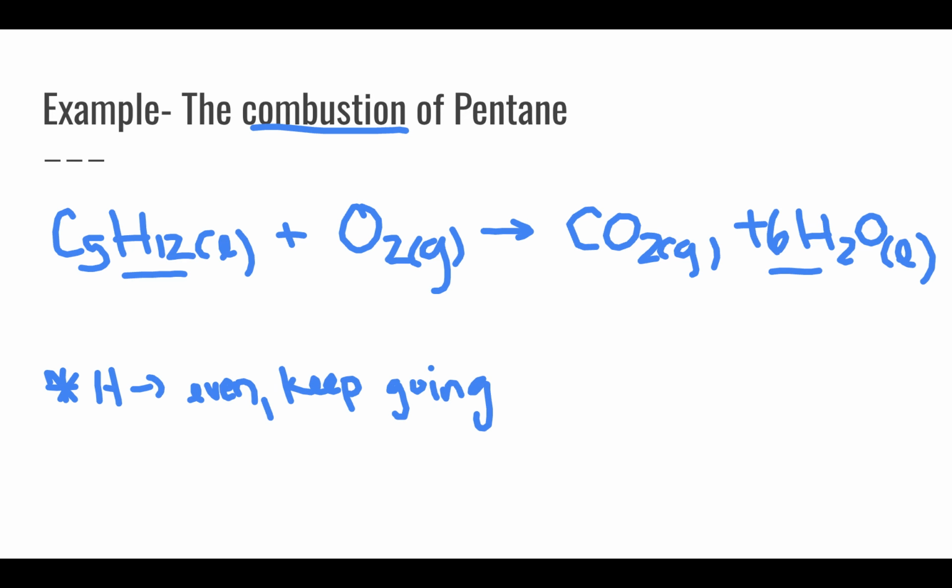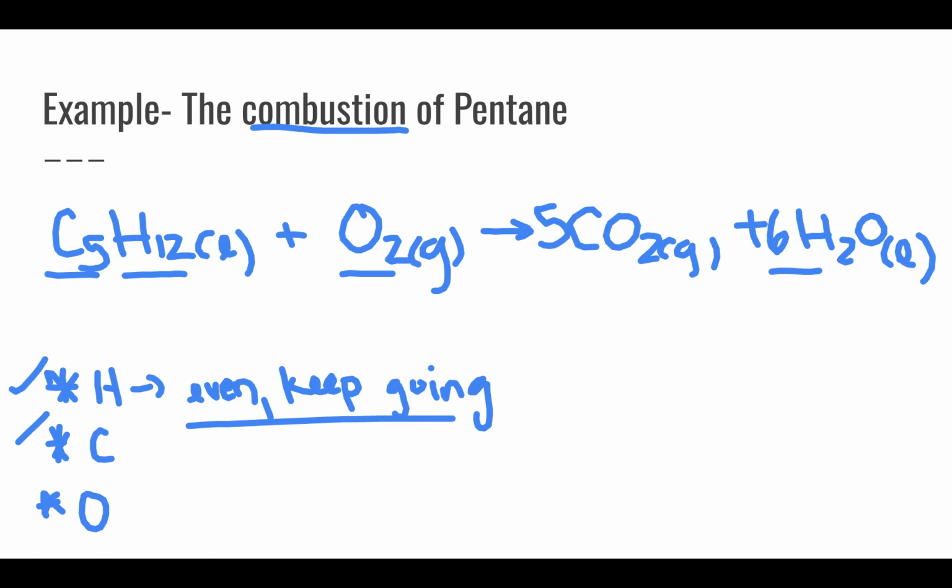So start with hydrogen, move on to carbon. We have 5 carbon on the left-hand side, so we'll put 5 carbon on the right, and now we have 5 on each side. So hydrogen is balanced, carbon is now balanced, and the last one is oxygen. On the left-hand side, oxygen, because you're multiplying by 2, will always be an even number. That's why we have this rule with hydrogen, but we'll look at it in the next one.